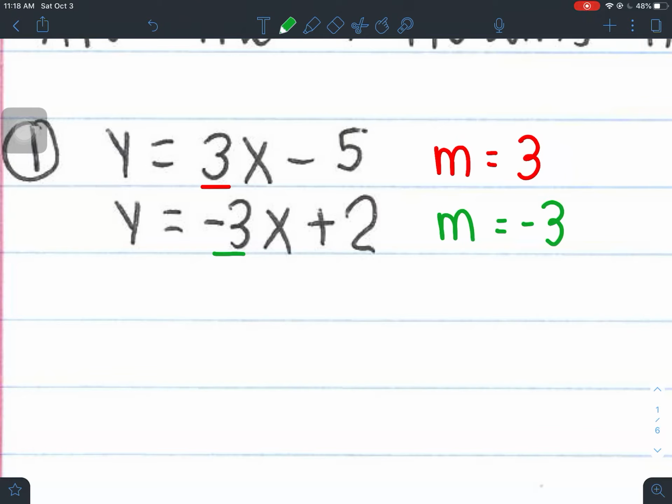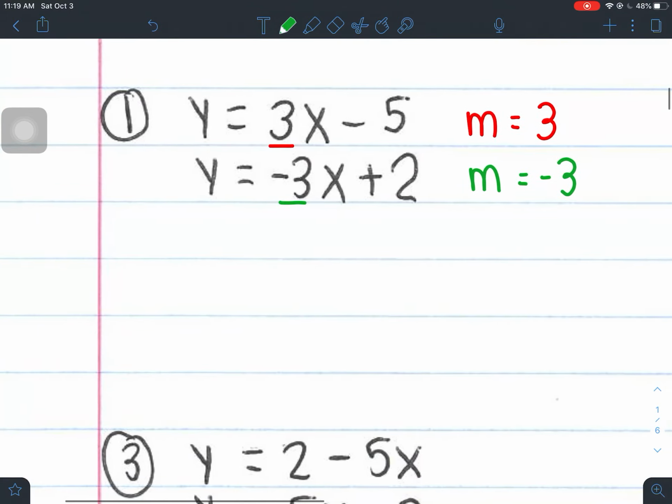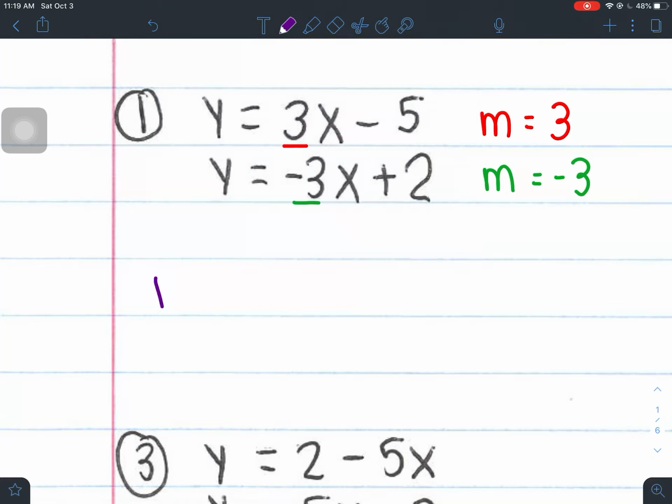The answer is no, because in order for them to be perpendicular, they must be opposite reciprocals. They're opposite, right? One's positive, one's negative, but that's not the reciprocal. They didn't flip the fraction. So if I wanted the opposite reciprocal of 3, it would have to be negative 1 over 3. You'd have to flip that fraction. So these are not perpendicular because they're not opposite reciprocals. So not perpendicular.